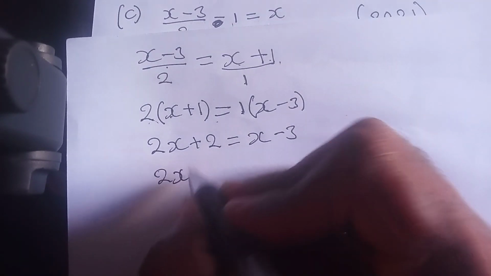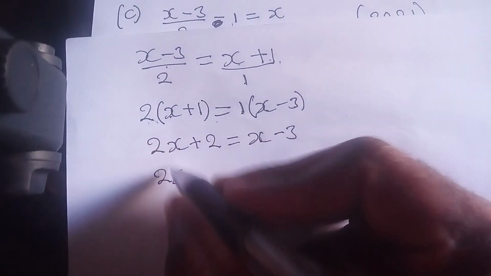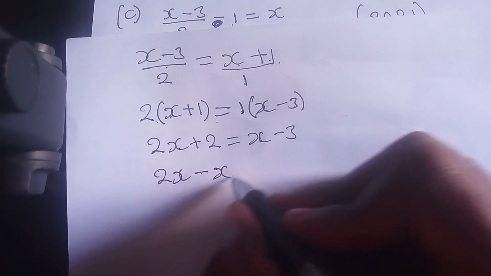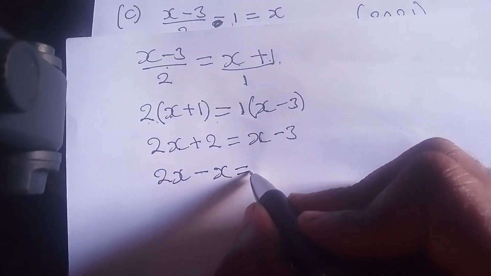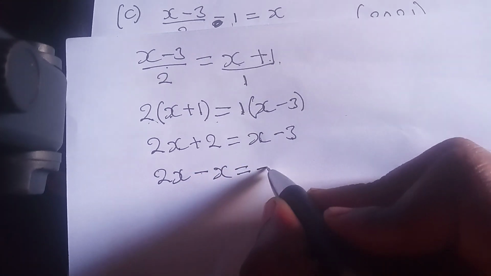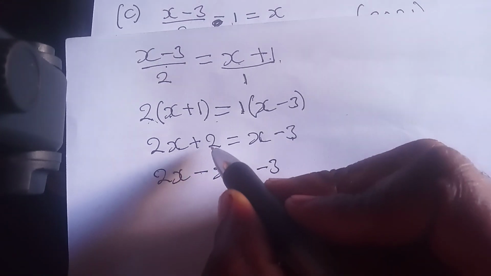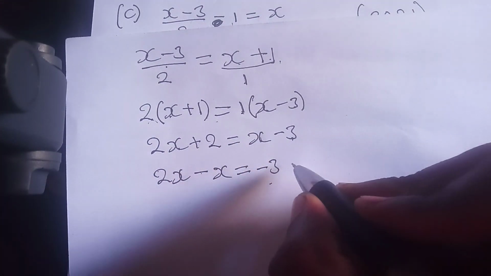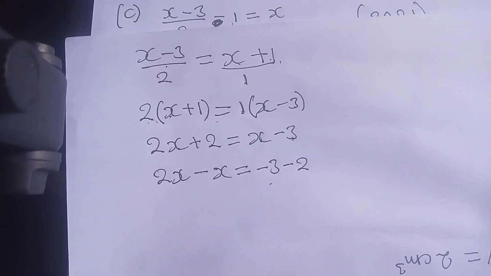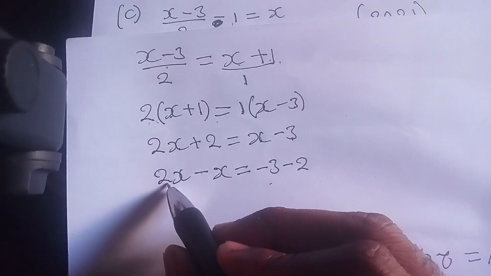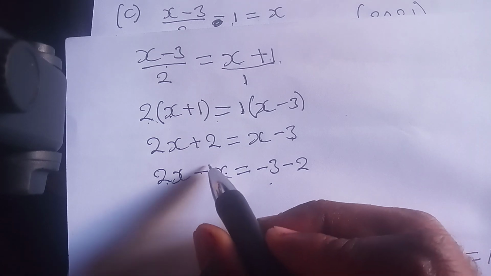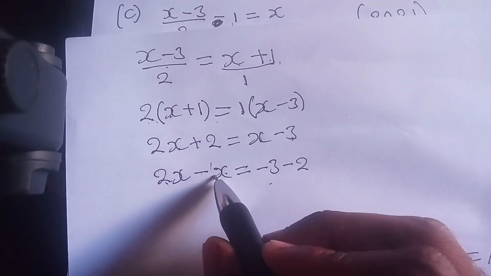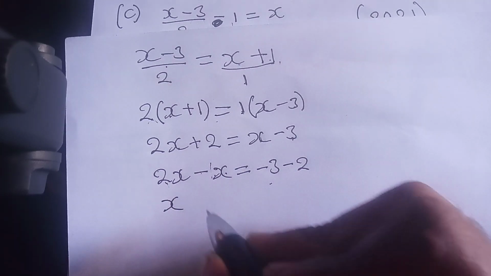So I have 2x. I can bring this one to the left hand side like this. And then we have an equal sign. We have -3. Then I can take the 2 to the other side so that it becomes a negative. So 2x minus x, remember this is like 1x. So 2x minus x is x.